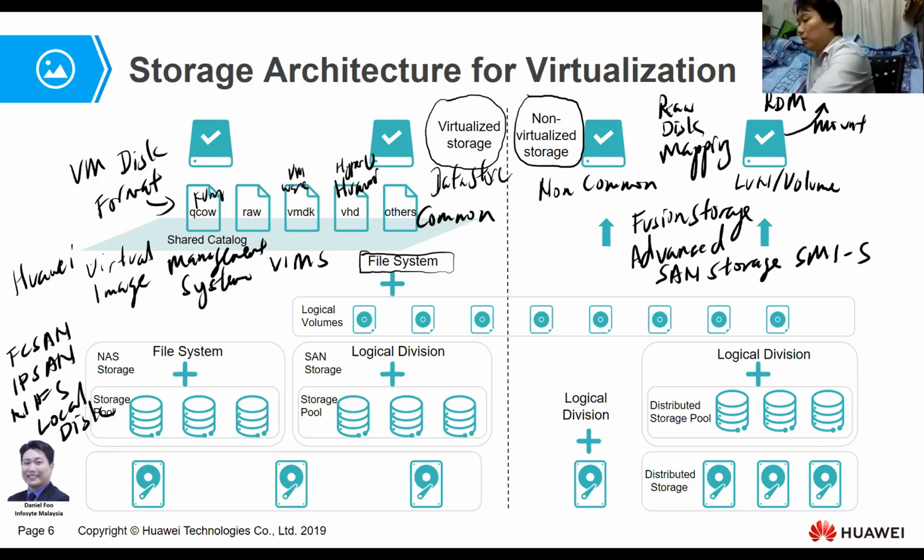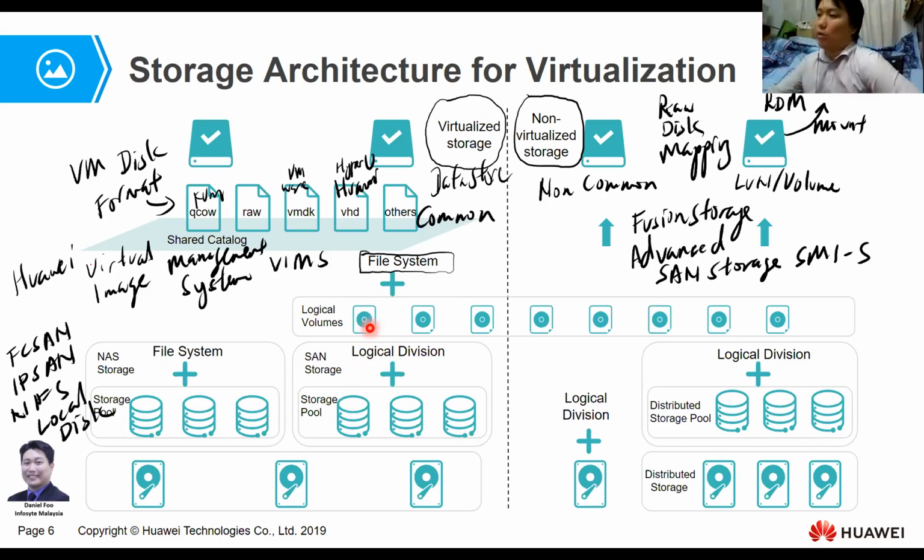Initially, from the storage device perspective, it looks something like this. I will have physical drive resources, and the physical drive resources will then combine into a storage pool with RAID configuration. Then, depending on whether it is a SAN storage system, I will further create a logical division called the volume or LUN here.